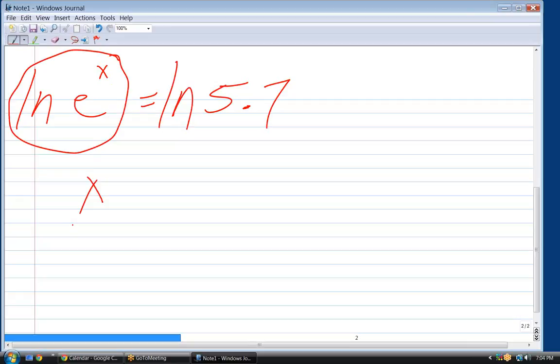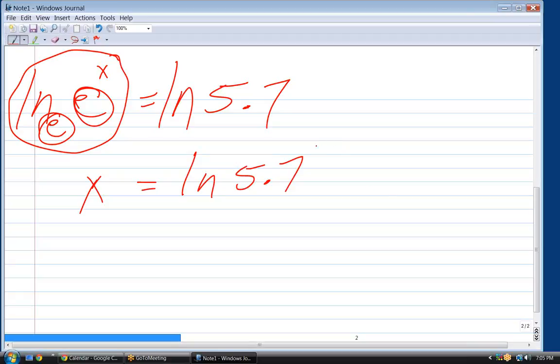the natural log of e is 1. In other words, I can move the x down on the fraction or the equation line, and then I have x times natural log of e, but natural log of e is 1. So as long as this base is the same as that, then it's always equal to whatever the exponent is. So again, I have x equals the natural log of 5.7, and that's also a number you can get out of your calculator.